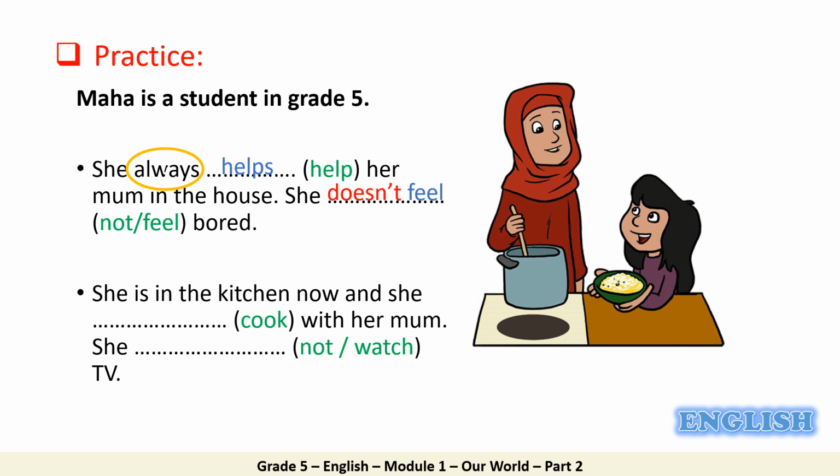She is in the kitchen now and she is cooking. We added ing at the end of the verb. Why? Because the verb is in the progressive tense. Very good. And how do you know? Yes, excellent. Because of the word now. And the last sentence is she isn't watching TV. Well done.